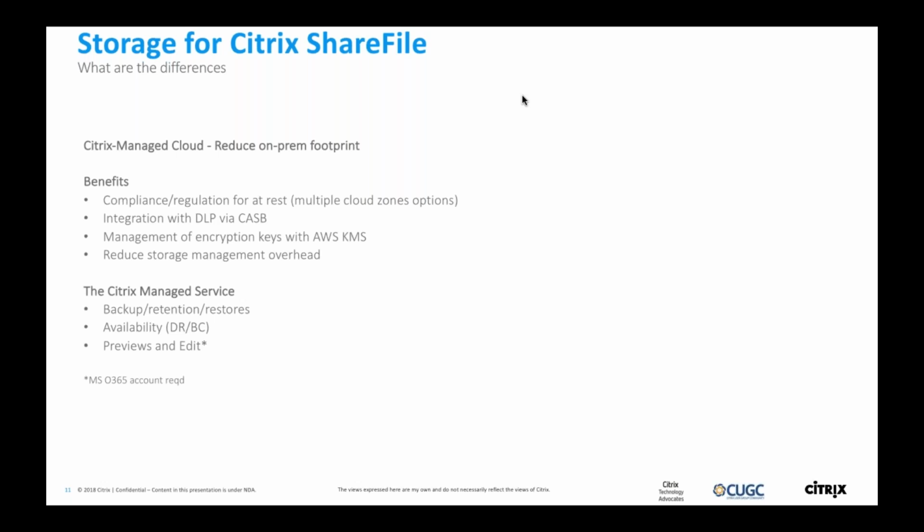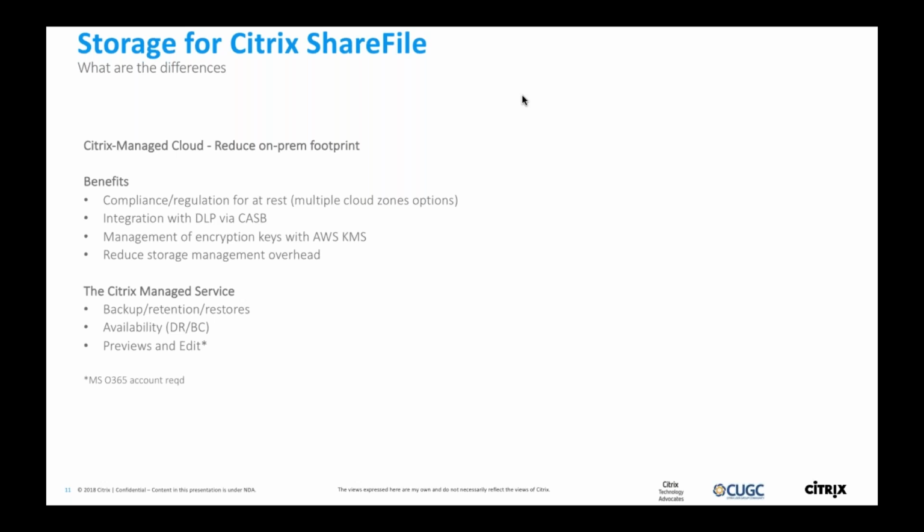The on-premises option provides you with the ICAP integration with DLP, but where you're using cloud storage, this can be done via a CASB provider, such as Netskope or Avanan. And also where customers want, as you mentioned earlier, LJ, management of those encryption keys, they can leverage AWS's KMS service to control their own keys for that cloud storage. So although Citrix hosts the storage in the AWS or Azure data centers, customers can manage their own keys by doing that. And also they want to look at reducing the storage and management overhead they have on premises.